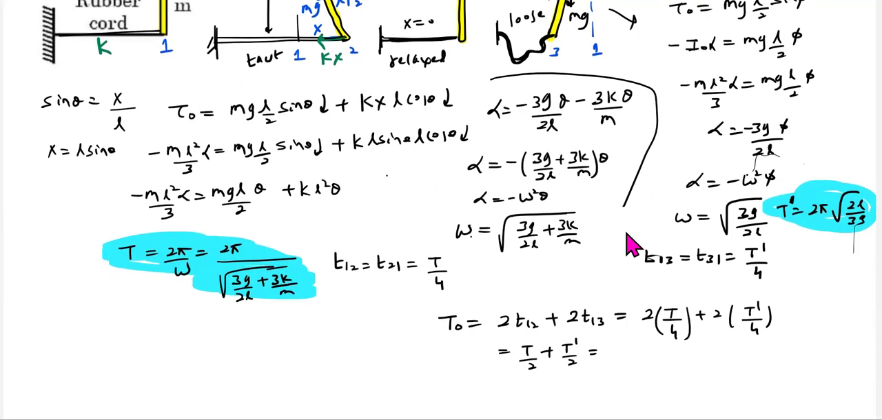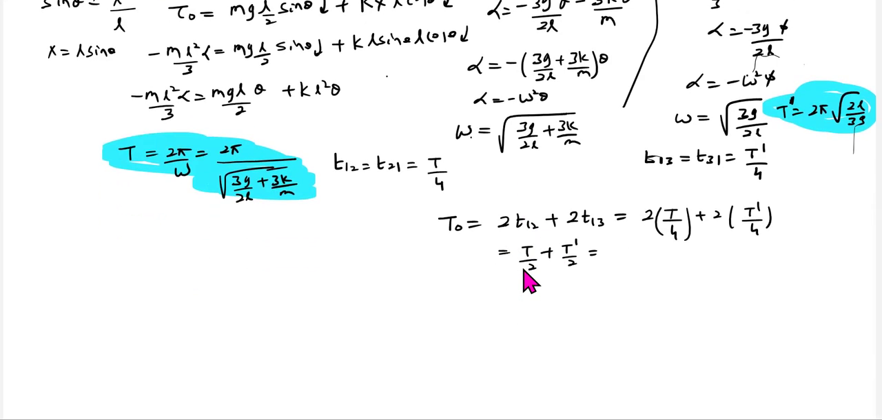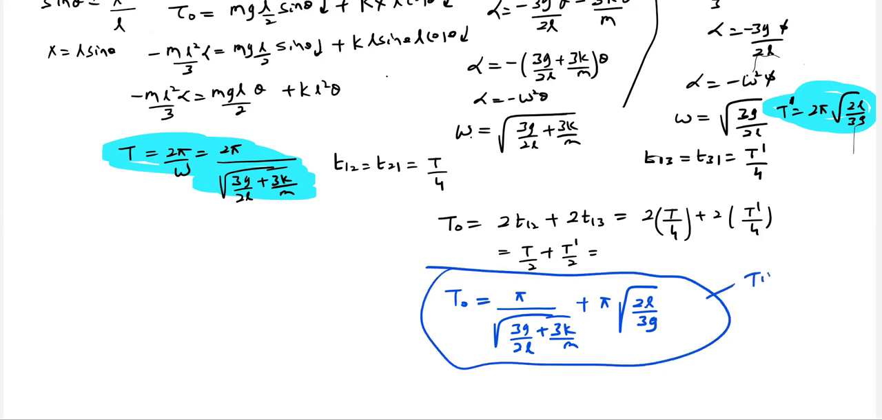Now substitute this and work out. After this, the calculation will be pi under root of 3g by 2L, plus 3k by m, plus pi under root of 2L by 3g. So like this, solving will get the time period. Substitute the values given there.